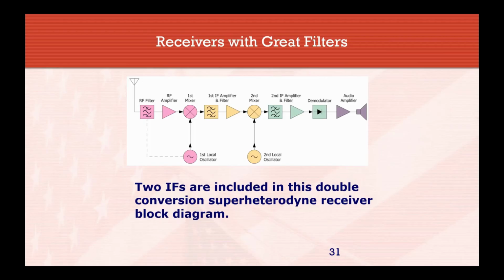So with this, double conversion just means we have two IFs. Superheterodyne means two times we're mixing signals. We're mixing a local oscillator with an incoming signal. That's really all that means. But sometimes when we're talking about IFs, maybe having a picture will make it mean something to you other than just a term that we talk about. Any questions on that?